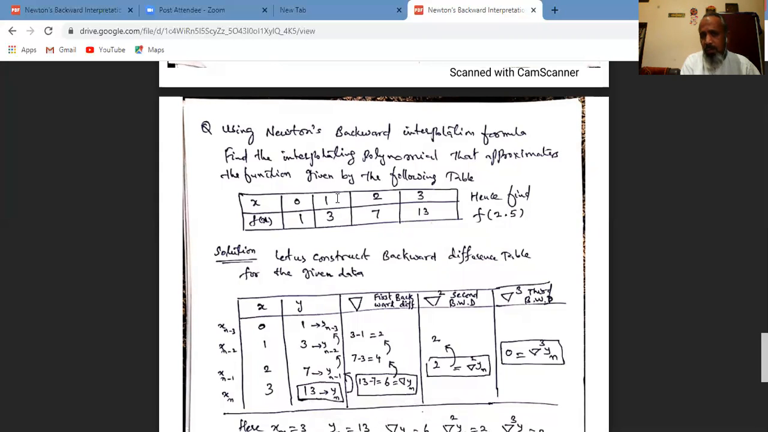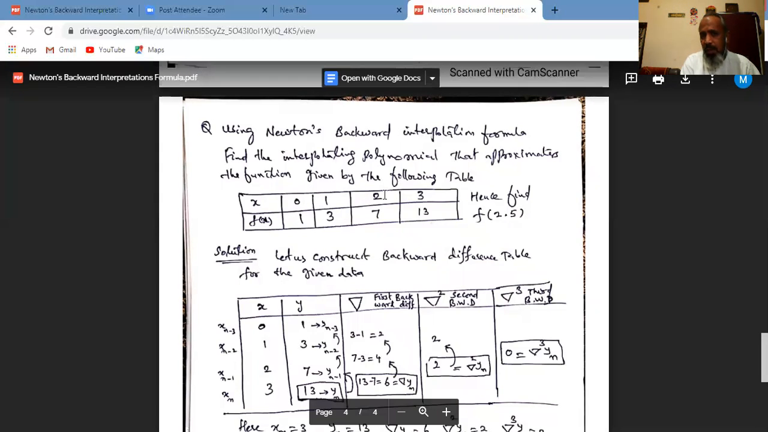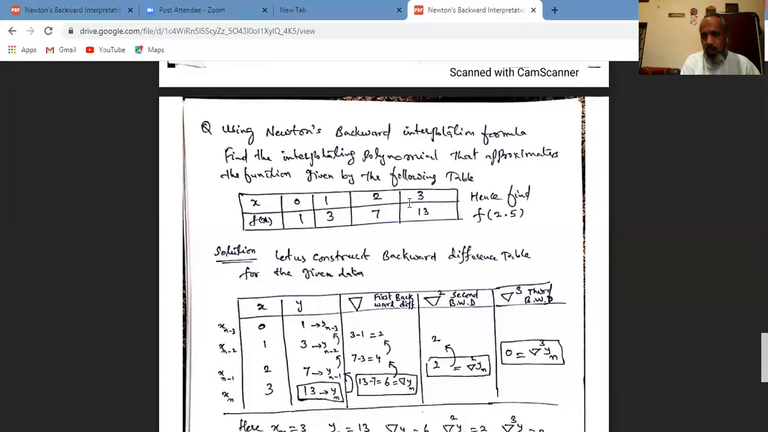So where is x is equal to 2.5? It is not at the beginning of the given tabulated values. It is at the end of the tabulated values. In the backward interpolation formula, we determine the value of the function which is at the end of the tabulated values. So here we have to use Newton's backward interpolation formula. We can also use Newton's forward interpolation formula, but it is better to use the backward interpolation formula because the value to be determined is at the end of the set of tabulated values.